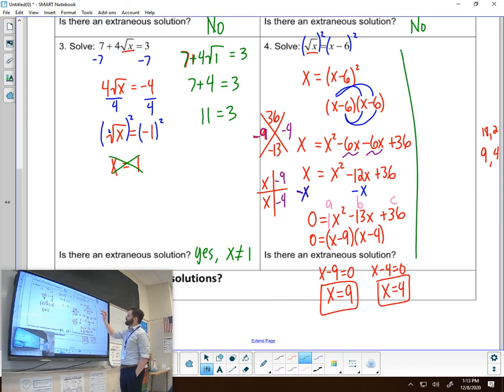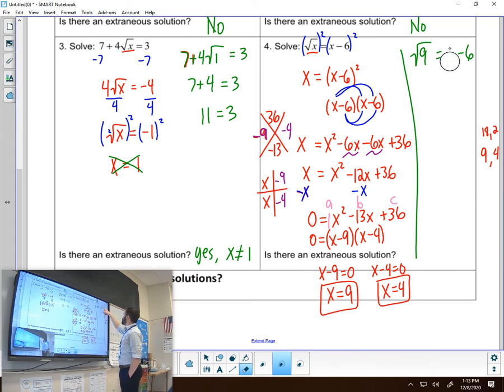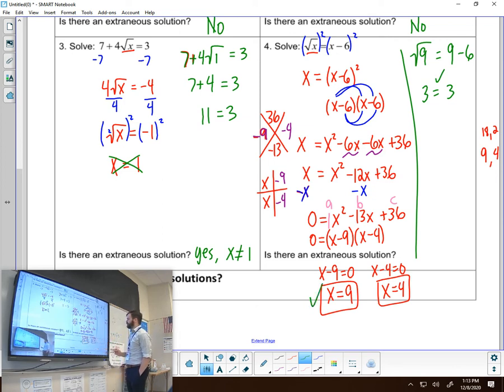Our first one, 9. Let's plug 9 in. We're going to go the square root of 9 equals x minus 6, which is going to equal 9 minus 6. And we're going to see if this works. Square root of 9 is 3. And then 9 minus 6 is also 3. So that checks out. So x equals 9 gets a good check mark.